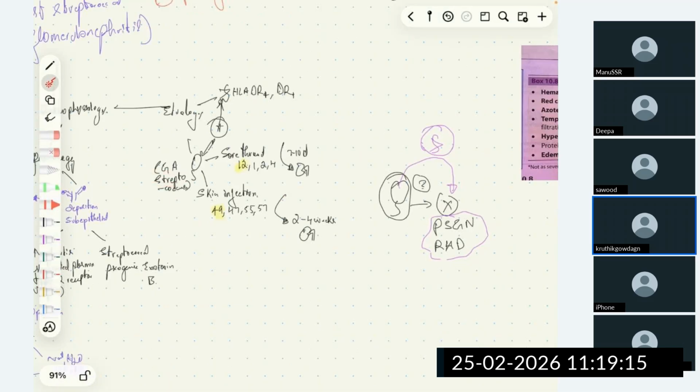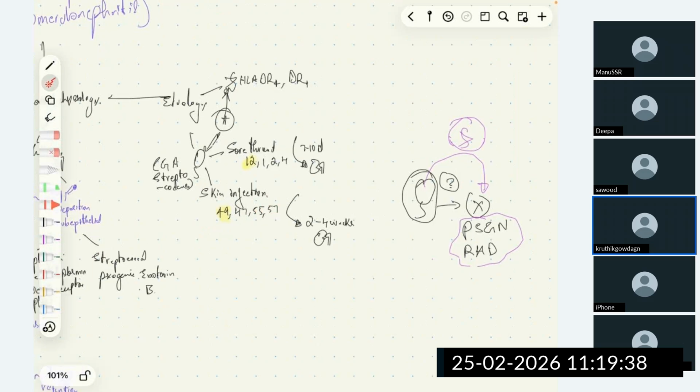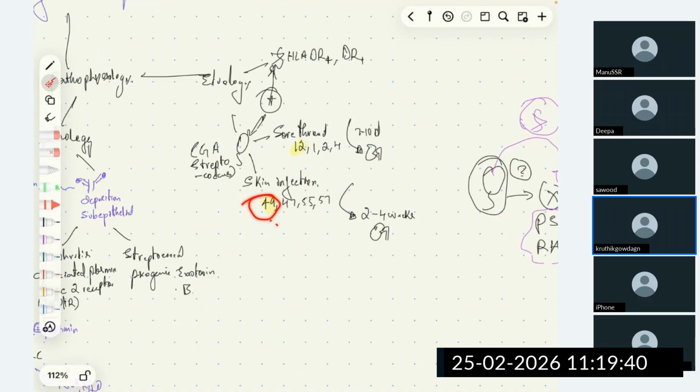The skin infection will most commonly lead on to PSGN rather than sore throat, meaning skin infection is most commonly associated with it than sore throat. The strains causing skin infection which lead on to PSGN are 49, 47, 55, 57, where the number 49 is important. Our Ritik Raj roll number 49. 49 strain is very important.